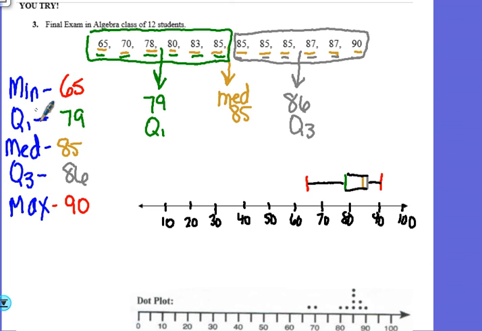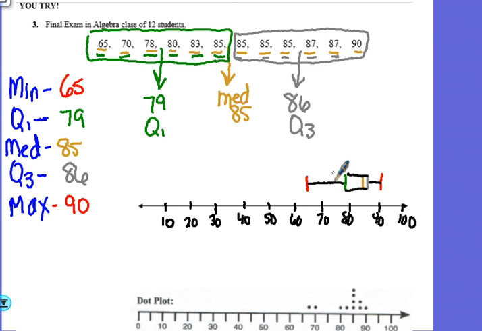At this time, your box plot should be done, so please do not go ahead until you finish number 3, the you try. Here's the correct answer. My 5-number summary is over here. Notice this time when you found your middle of the lower half, 79 is in the middle of 78 and 80. And similar to over here, 86 is in the middle of 85 and 87.